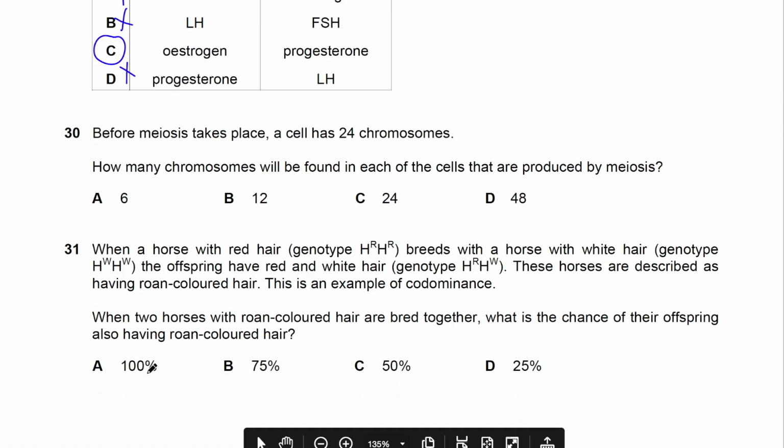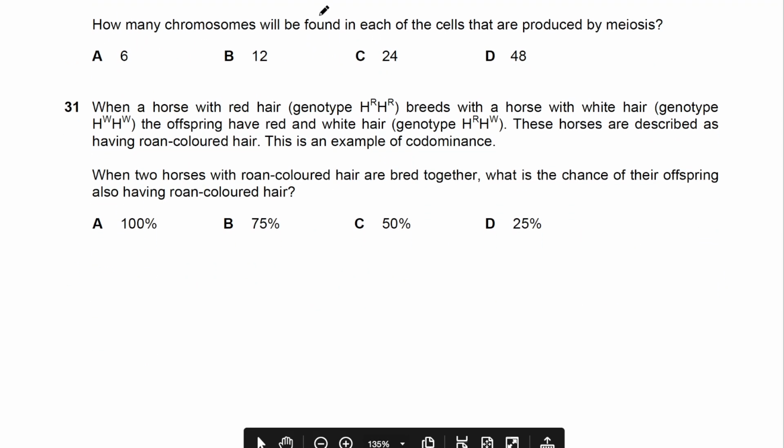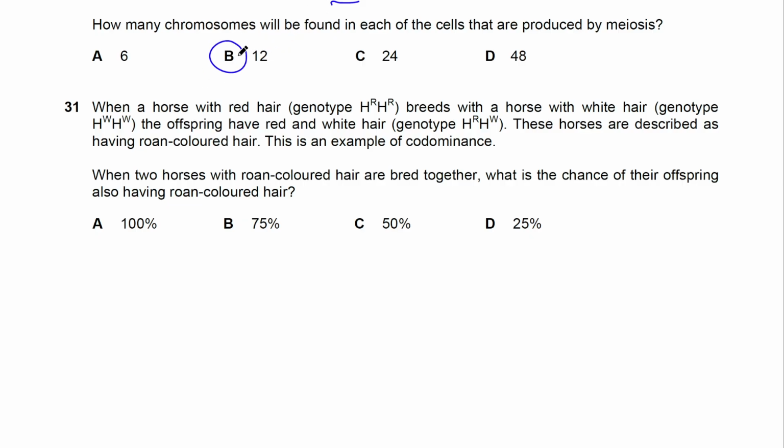Let's go to question number 30. Before meiosis takes place, a cell has 24 chromosomes. How many chromosomes will be found in each of the cells that are produced by meiosis? Very simple question. Sure, this is diploid. It will be haploid. That means 24 divided by 2. The right answer is B. It will be 12. Great.